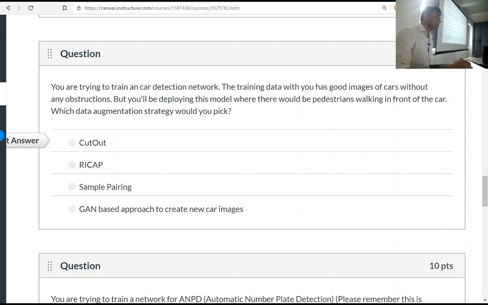Why not recap? Car patches is all nothing. Car patches is one. We need 4 classes for recap to work. Why not sample pairing? Sample pairing is a car on top of a car. I need to not see a portion of the car. A GAN based approach for creating new car images will not automatically generate a human in front of the car. A GAN trained on cars is going to show a car.